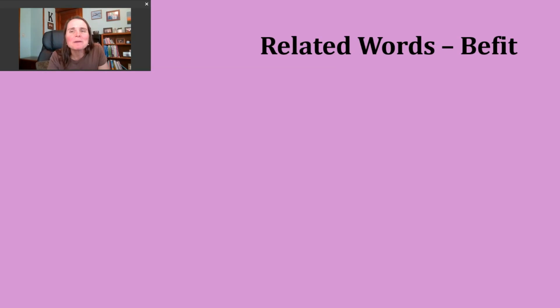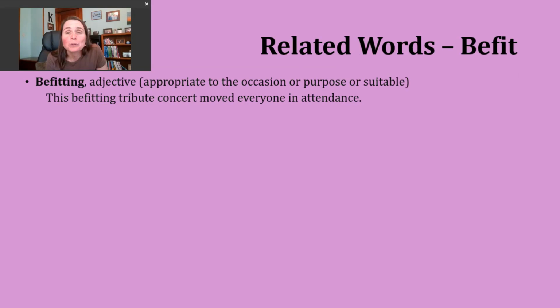Now, let's spend a moment looking at some words that are related to our verb befit. And the first word we'll discuss today is the adjective form. And you're going to notice the adjective here looks exactly like our progressive form of the verb. So we have the two T's, the ing ending. So the spelling is the same. The pronunciation is also going to be the same.